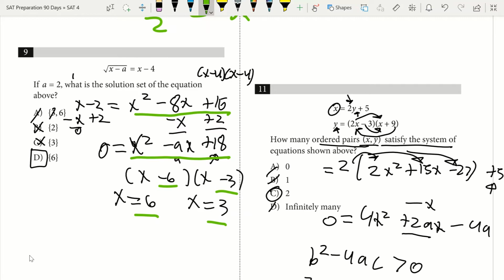I check 3 again. 3 minus 2 gives me root 1, which is 1. 3 minus 4 is negative 1. 3 can't be correct. 6 minus 2 gives me root 4, which is 2. And then 6 minus 4 is 2 as well, so that's correct.